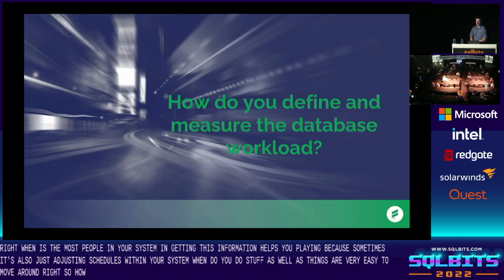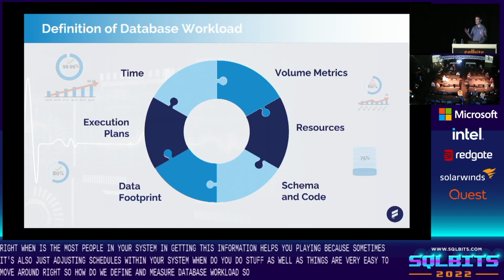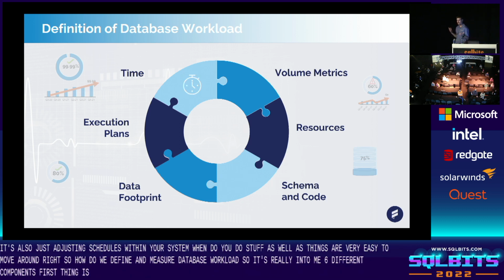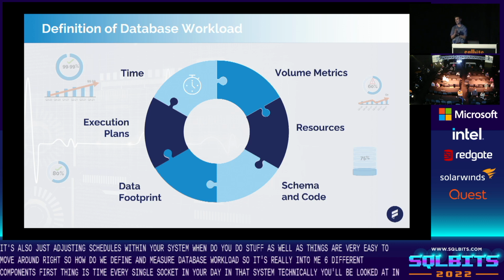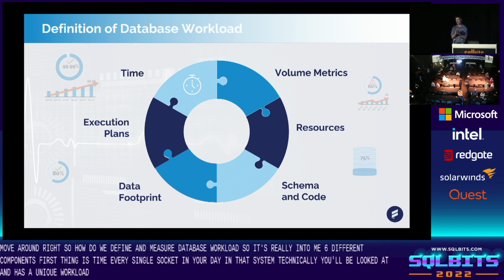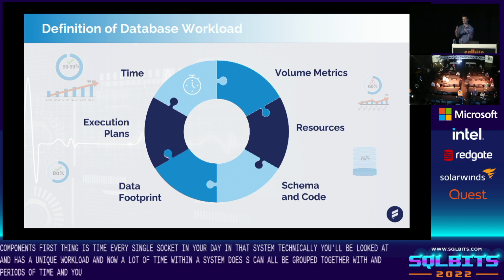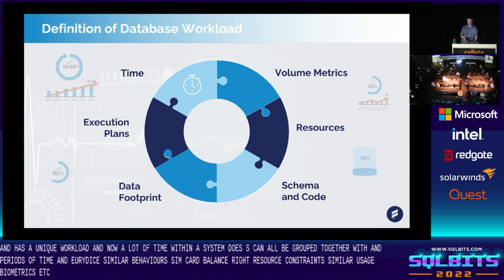So how do we define and measure a database workload? It's really, to me, 6 different components. First thing is time. Every single second in your day in that system technically can be looked at and has a unique workload, okay? Now, a lot of time within a system, those seconds can all be grouped together within periods of time, and you're going to see similar behaviors, similar code patterns, right? Similar resource constraints, similar usage, volume metrics, etc., right?